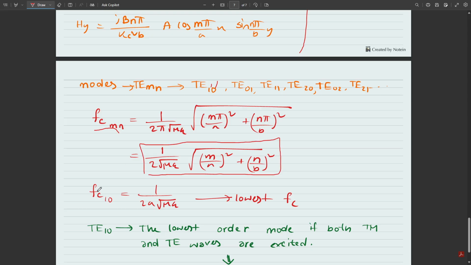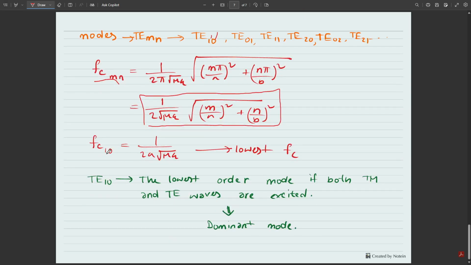Okay, so from here if we find the lowest frequency, the lowest cutoff frequency occurs for fc10. So why is fc10 the lowest? Because we know a is greater than b. If we put 1, 0 here, this becomes 1 by 2a root over mu epsilon. But if we put 0, 1, it becomes 1 by 2b root over mu epsilon. So a is greater than b, and obviously fc10 will be less than fc01.